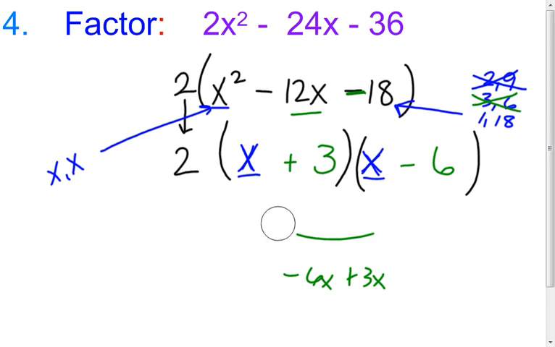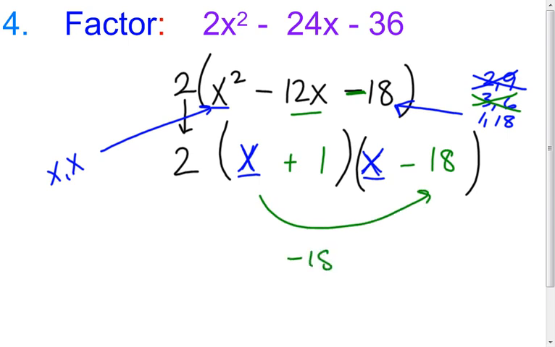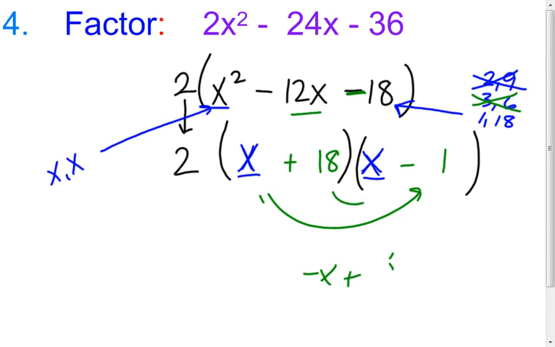Okay, and I have no choice with my fronts. The x and the x are the only way to get x squared, so there's nothing I can do. Then on the back, 1 and 18. So if I do this, I get negative 18x plus 1x gives me negative 17x. If I switch the 18 and the 1, which I can gladly do, then I will have my outsides and my insides, and that gives me positive 17x. So 1 and 18 are not an option either. And I can't do anything with my front because the only way to get x squared is x times x.